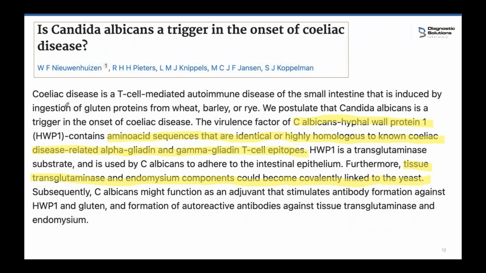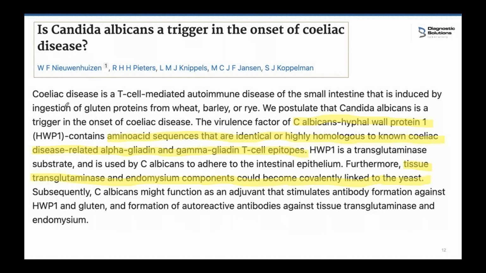And now here's just a slide showing a research article about Candida as a trigger for celiac disease, showing that we've got that molecular mimicry. So those proteins on Candida cell walls are going to have that molecular mimicry or cross reaction with our alpha gliadin and gamma gliadin.